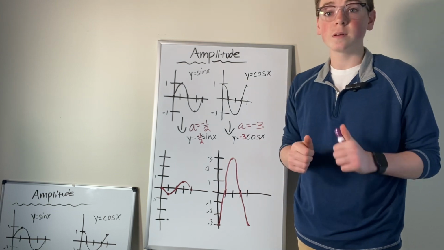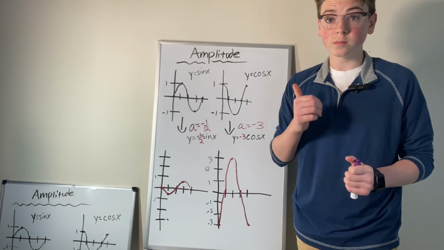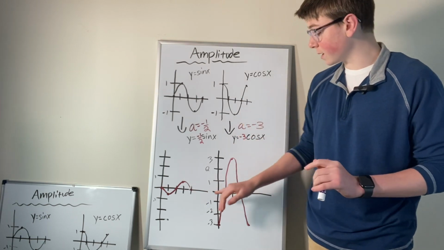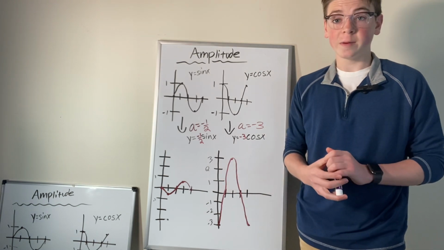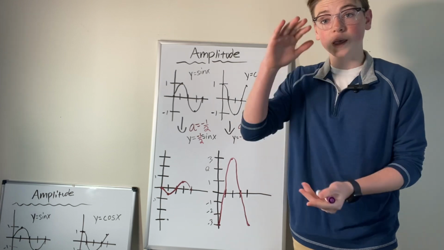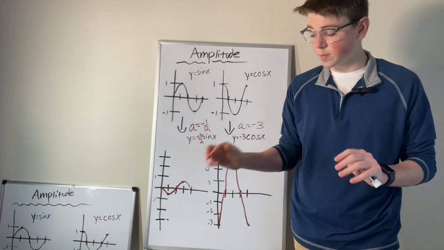So negatives flip it. Amplitude, if it's above 1, it stretches out. All the points get further away from the midline. If it is less than 1, it compresses and the points get closer to the midline.